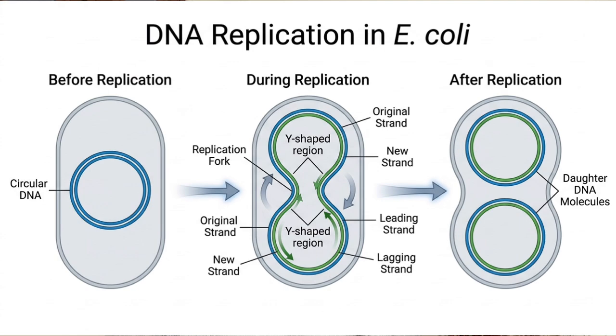Let's take a case study. The Meselson and Stahl experiment in 1958 demonstrated DNA replication in E. coli. Using isotopic labeling, they showed that DNA replication is semi-conservative. Each daughter DNA molecule has one old strand and one new strand. This experiment confirmed how prokaryotic DNA replicates and was a key step in understanding genetics.